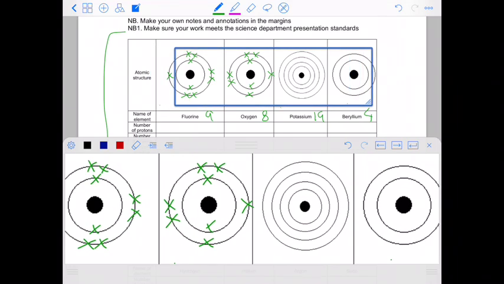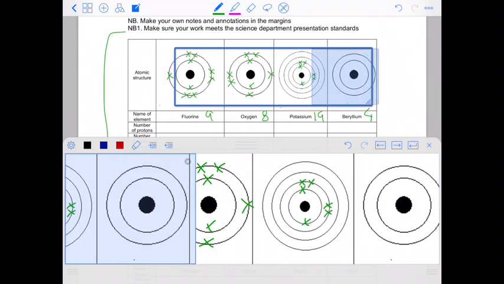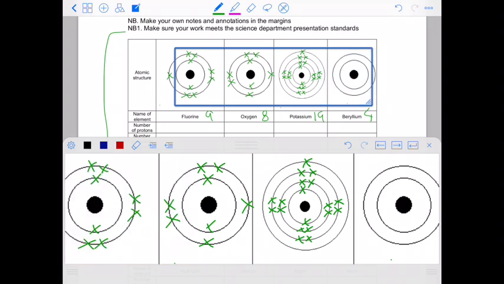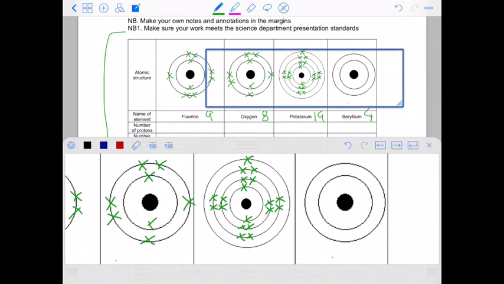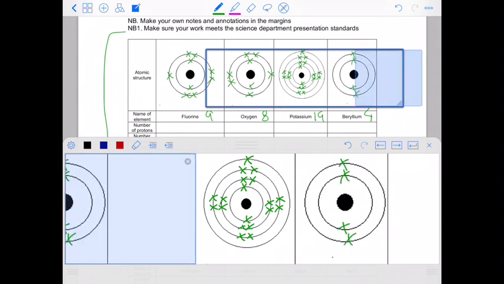Potassium, we have 19, so we start from the inner shell, not the outer shell. So we start with 1, 2, 3, up to 18, and you have 1 more. It can't go in the third shell because it's full with the 8. So that last one will go into the last shell, the valence shell. And for beryllium, an easy one, 4, we can fit 2 of those in the first shell, and the rest will go into the second shell.